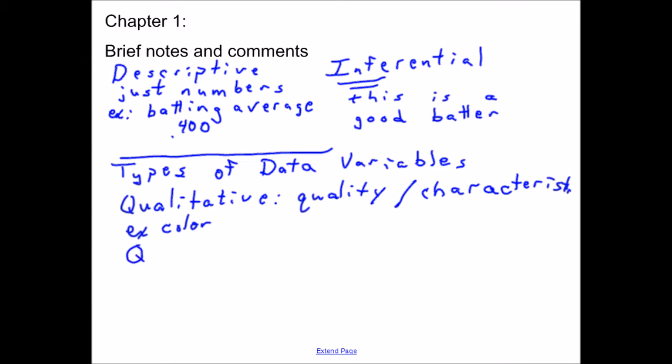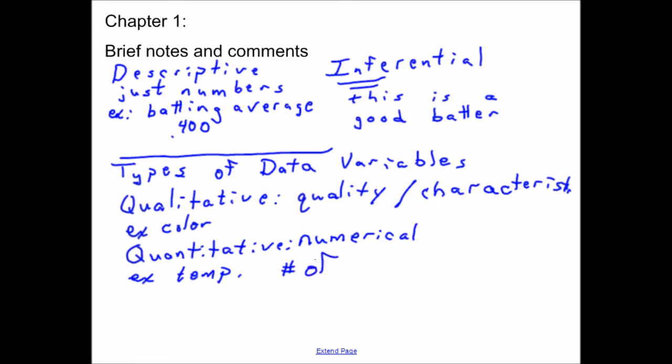A quantitative is numerical and measurable. Example, temperature, height, number of, and then fill in the blank. Number of cars, number of people, any of those.